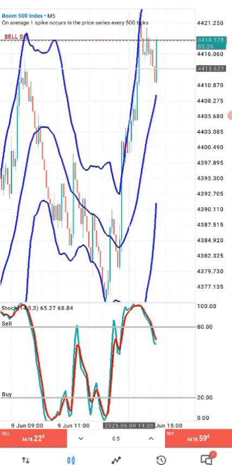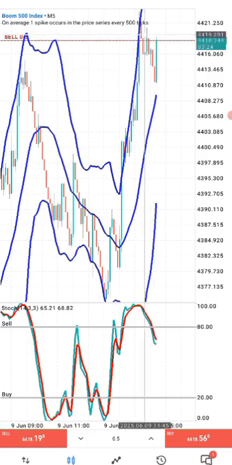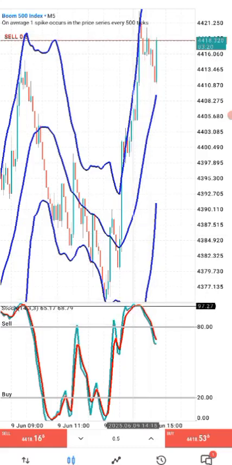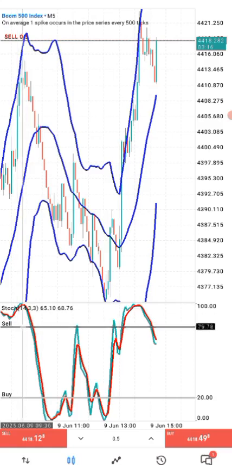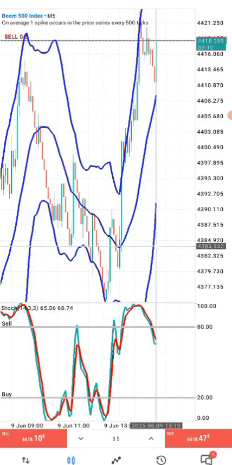Now, once you see something like this, you are at the overbought at this place, you confirm here. Also, you are at overbought. You see it, and then your stochastic is on overbought. You can decide to sell it.